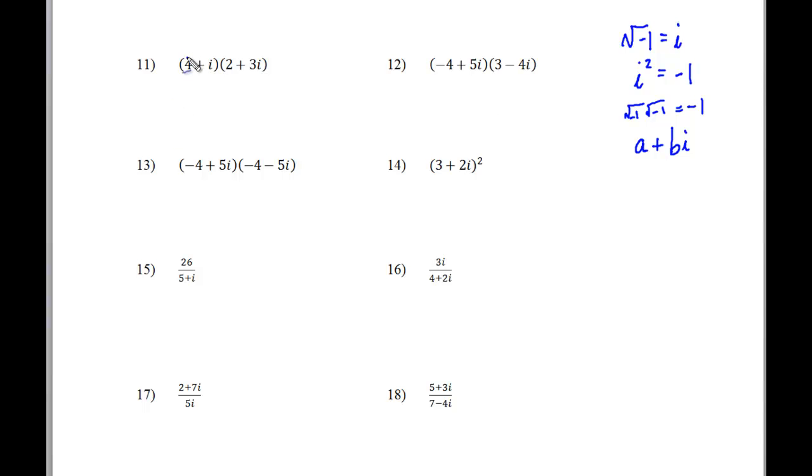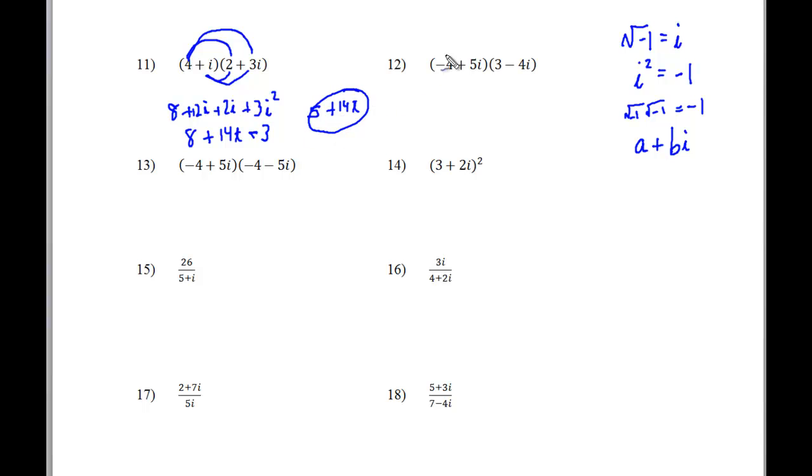In problem 11, we're going to do some FOIL. So this is going to be 8, and this is going to be plus 12i, plus 2i, and then we have plus 3. i times i is i squared. So this is 8 plus 14i, and this 3 times i squared is the same thing as saying 3 times -1, because i squared is -1. So therefore this is -3. So we'll have 8 minus 3, which is 5, plus 14i. Here's your answer for number 11.